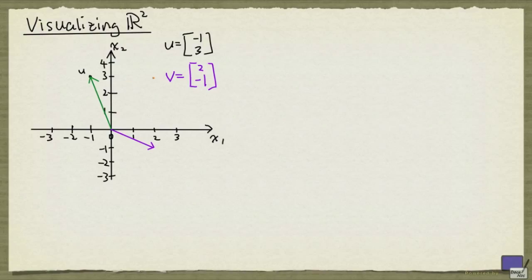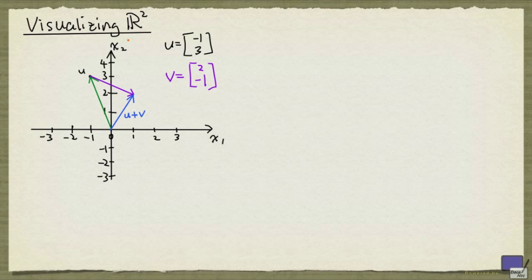For that, we need to know how to add two vectors geometrically and how to take a scalar multiple of a vector geometrically. To obtain u plus v, you simply slide the arrow representing v such that its tail coincides with the head of the arrow representing u. Then, the arrow from the origin to the head of the slid arrow will represent u plus v.